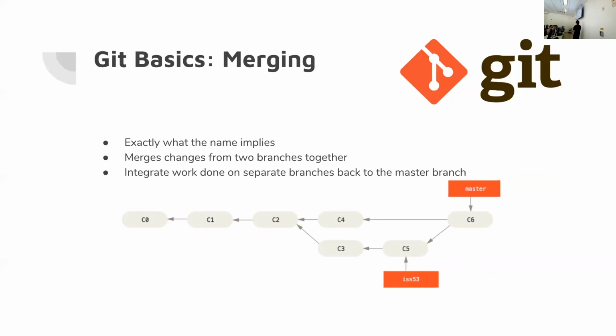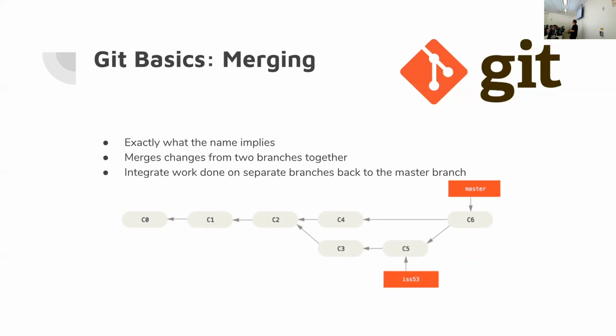So this is why Git is really good for collaboration. Basically, you can make a branch, work on it, and someone could be working on another branch at the same time. And when you're done, you can just merge all your work together. And Git, for the most part, will handle merging pretty well.